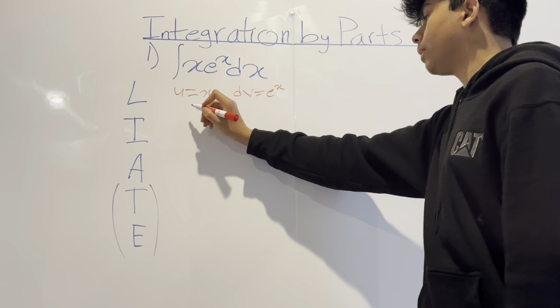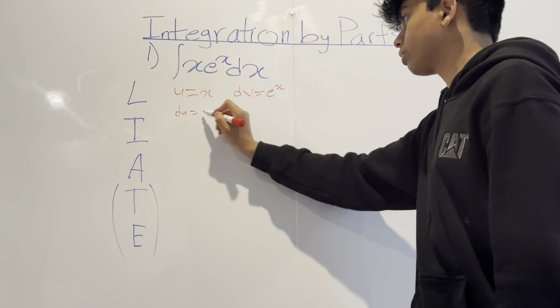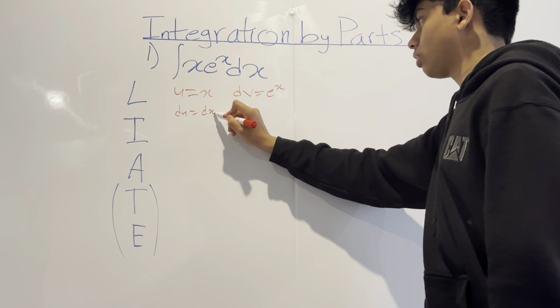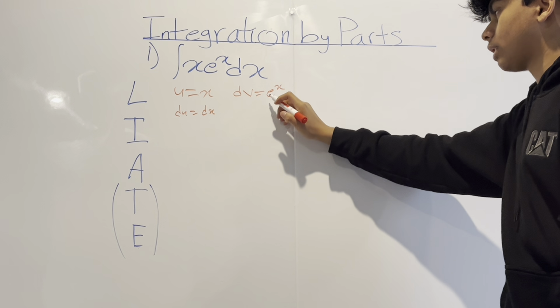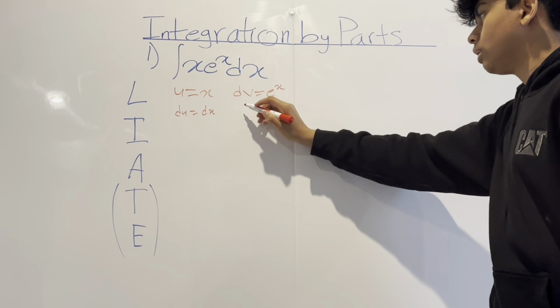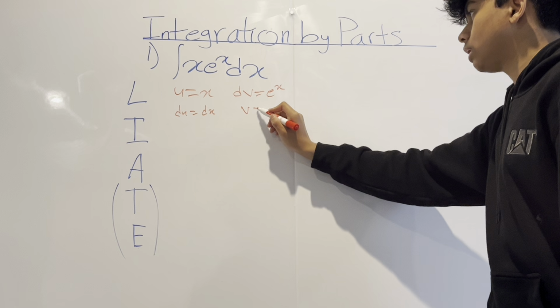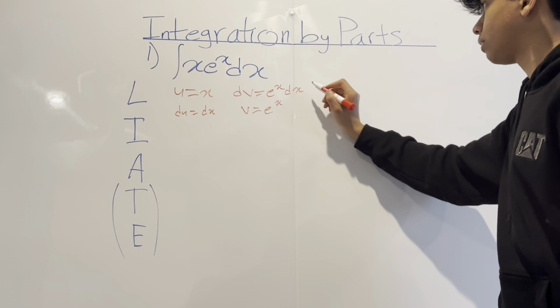Now we're just going to differentiate u with respect to x. So du is equal to the derivative of x, which is just 1 dx. So du equals dx. And now we have to integrate e to the x because we're trying to find v. The integral of e to the x is just e to the x, and this is also with respect to x.